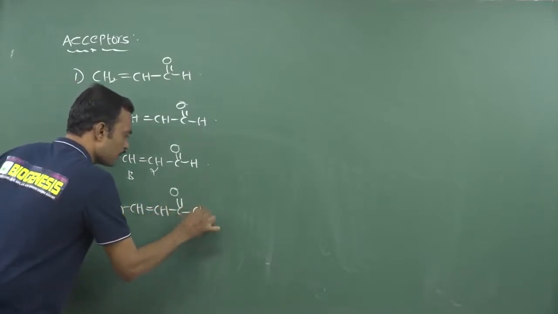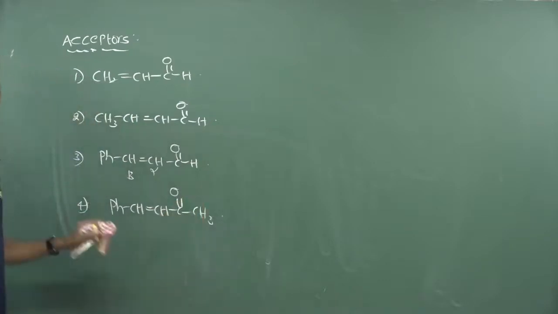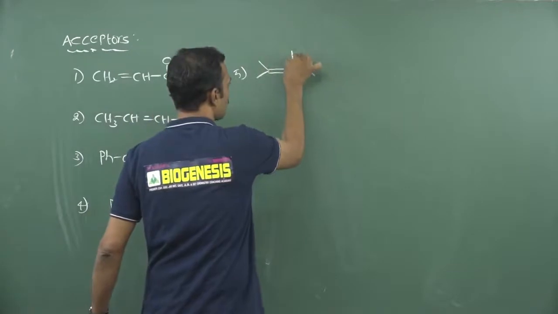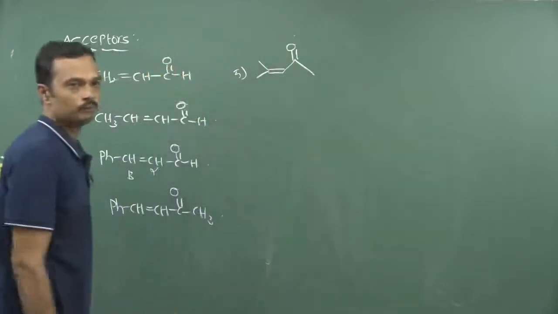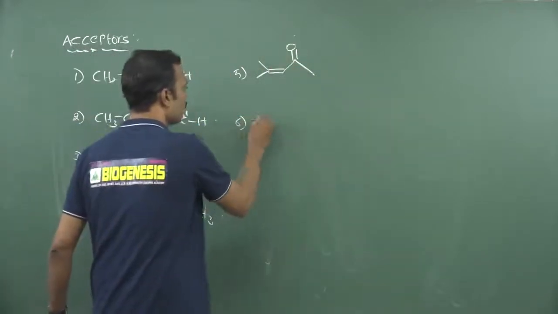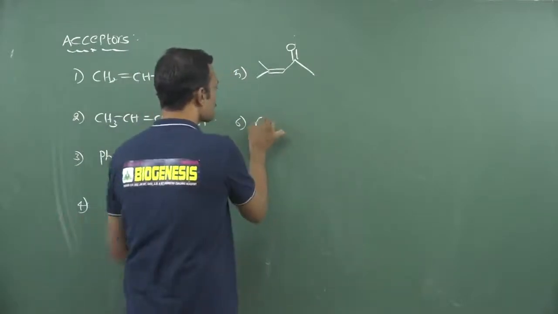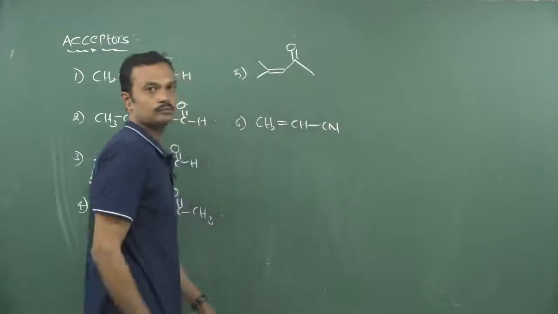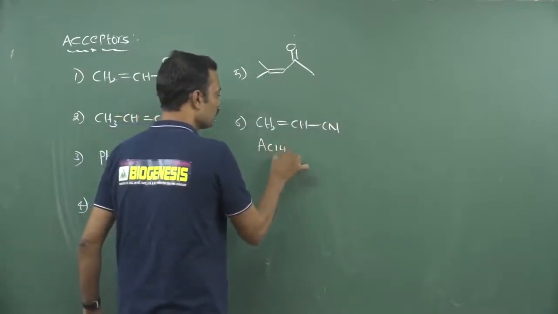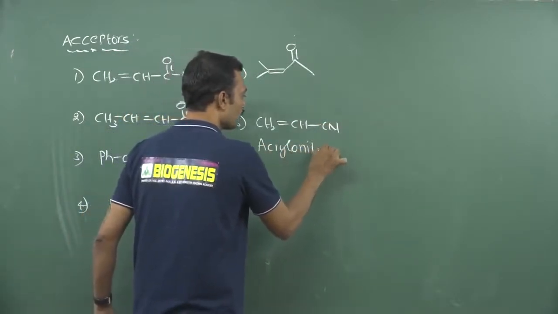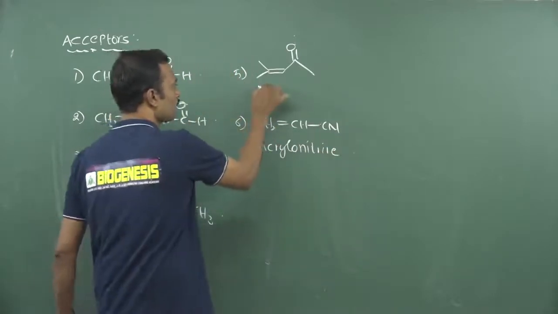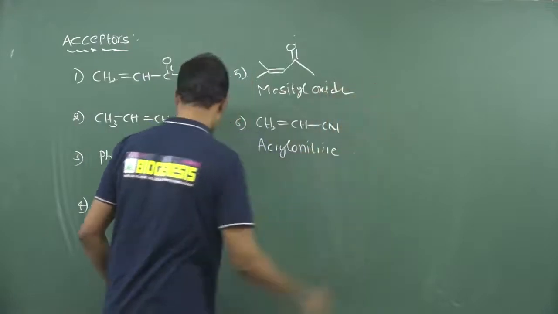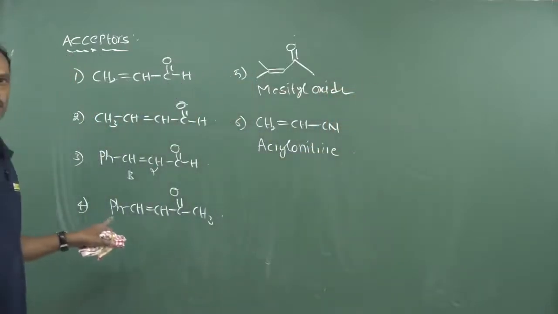This is a benzylidene acetone. Next, we can also take mesityl oxide. This is called mesityl oxide. Now, alpha, beta unsaturated nitrile. This is called acrylonitrile. This is acrylonitrile, and this is called mesityl oxide. This is mesityl oxide, and this is benzylidene acetone.